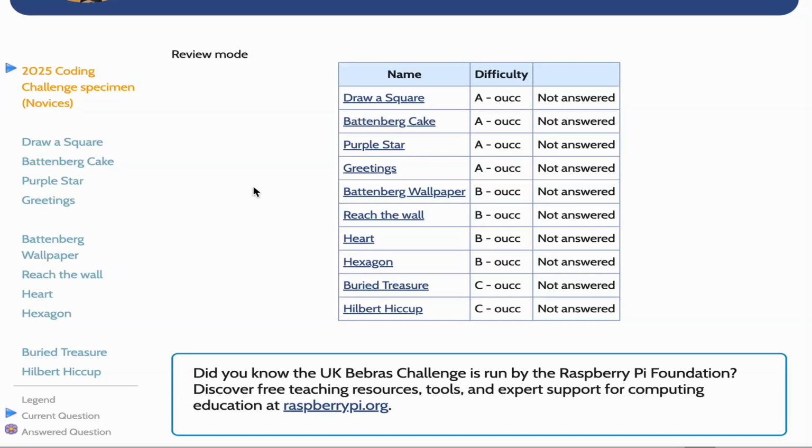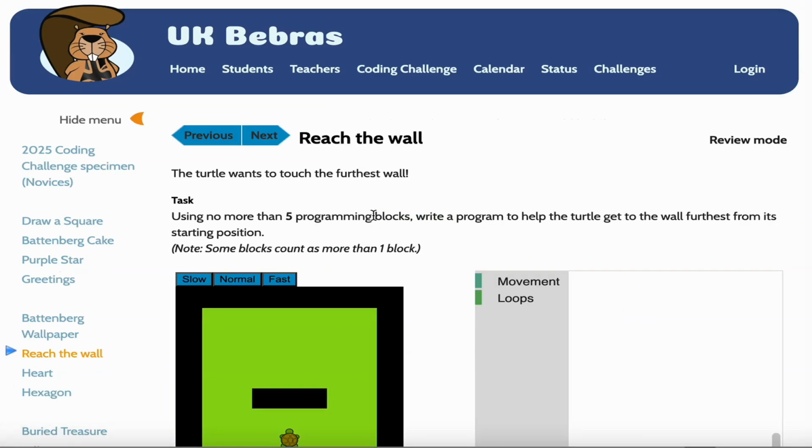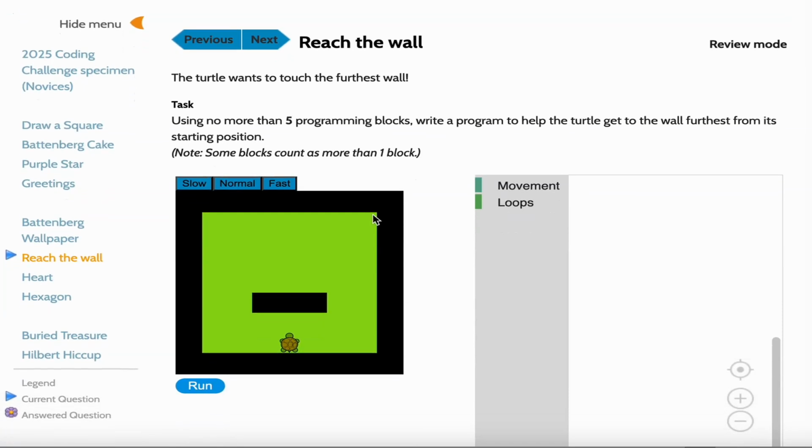Now let's look at the question called Reach the Wall. This is the second question in the section of Level B difficulty questions, so the second one out of the 4. Now as you can see here, the task says that the turtle wants to touch the furthest wall. Using no more than 5 programming blocks, write a program to help the turtle to get to the wall furthest from its starting position. Note, some blocks count as more than one block.